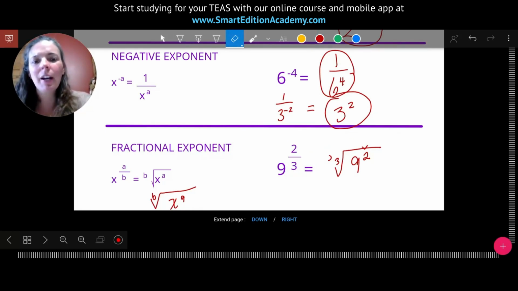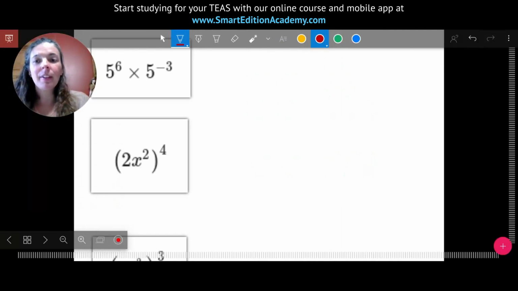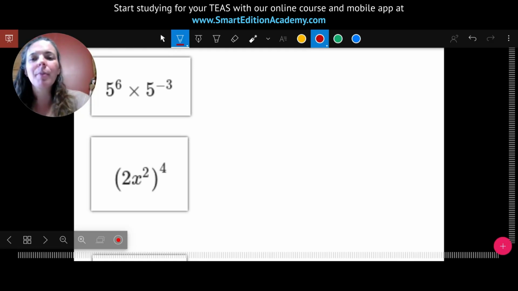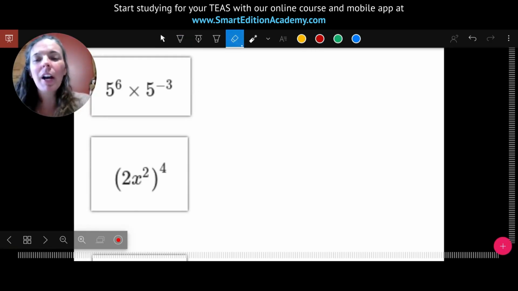All right, so let's see how we can apply some of these rules. All right, these are some examples straight from our Smart Edition courses and practice tests. So let's simplify 5 to the 6th times 5 to the negative third. Well, remember our rule for products. 5 to the 6th times 5 to the negative third would be 5 to the 6 plus negative 3, which would simplify to 5 to the positive 3.